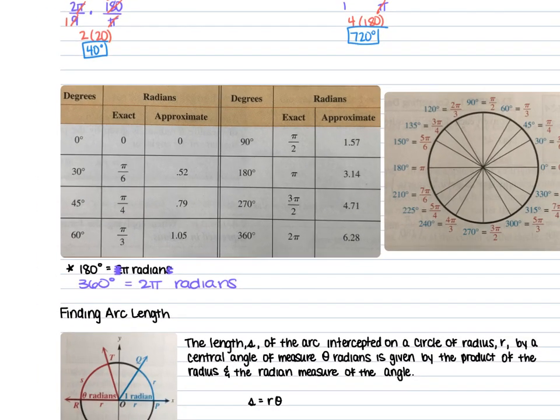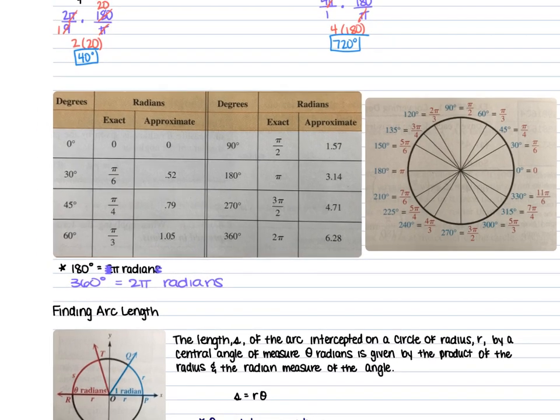This table just gives you a brief description and some help on basic degrees and what their radians are equal to. So 0 degrees is exactly 0 radians. 30 degrees is pi over 6. 45 degrees is pi over 4. 60 degrees is pi over 3. Then moving over to the next part, 90 degrees is pi over 2. 180 is just pi. 270 is 3 pi over 2. And 360 is 2 pi. And then you have your unit circle to the right of that.